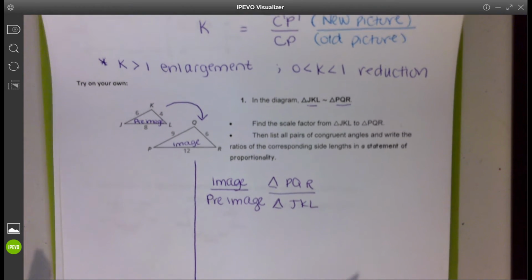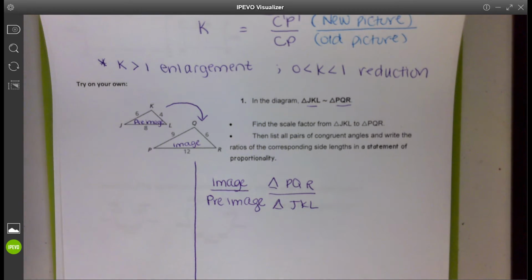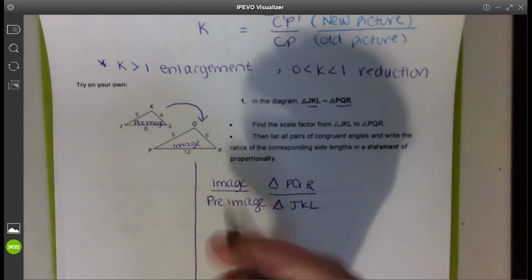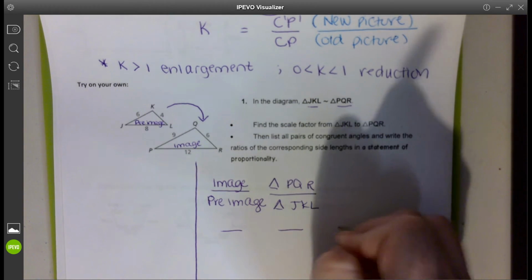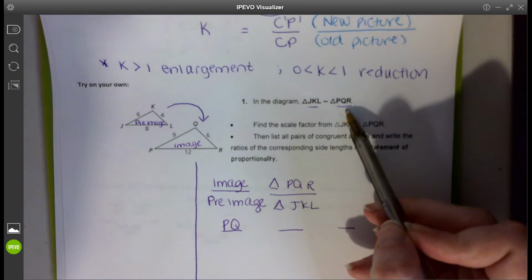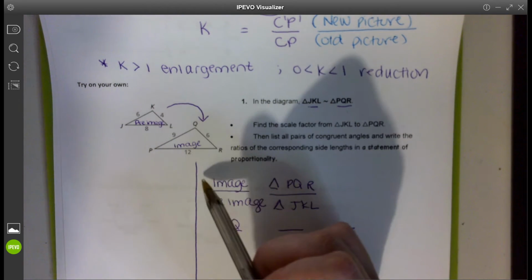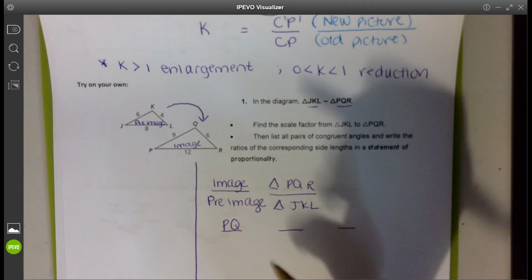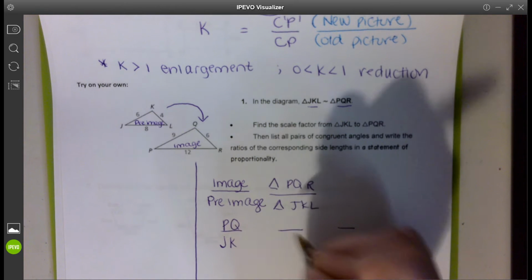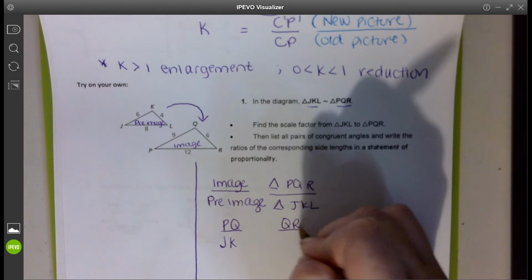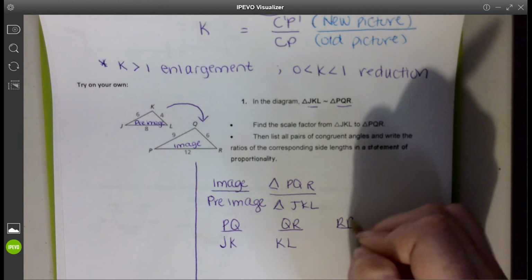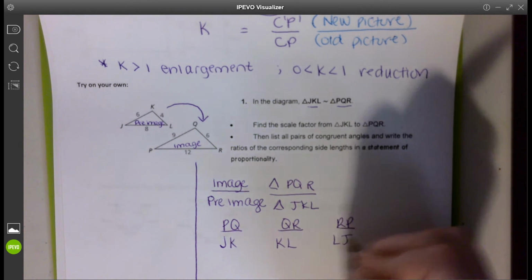All right, so we're going to set up our ratios like we did in our previous problem. So here, again, we have 3 letters, 3 ratios here. So 1, 2, 3. So I have PQ. Again, I'm using the similarity statement more than just using the picture because that helps me where to begin. So PQ matches or corresponds to JK. Then QR goes to KL. And then RP goes to LJ.